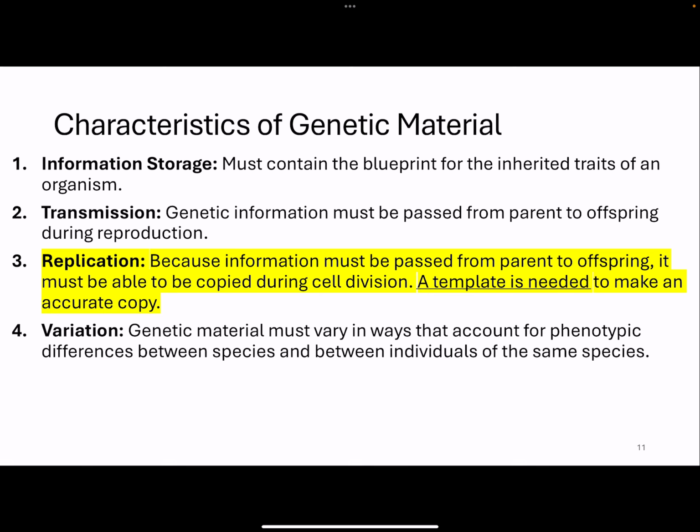Coming back to the characteristics of genetic material we've been talking about: we've covered information storage, and we've talked a little about transmission of genetic information. Today we're really focusing on point 3, understanding how genetic information is passed from parent to offspring or mother cell to daughter cell. You can think about this at 2 different levels, but the key thing is coming up with a way to account for the need of a template in order to make an accurate copy of this genetic material and pass it down.